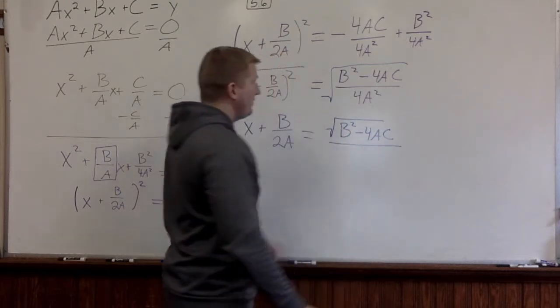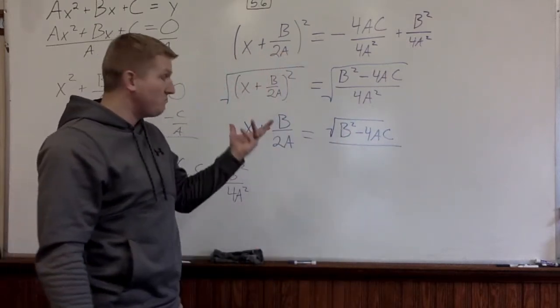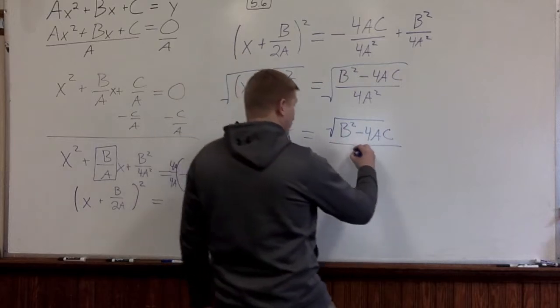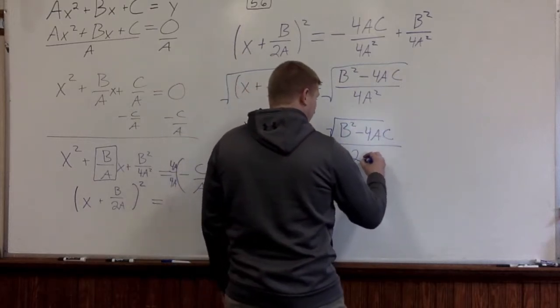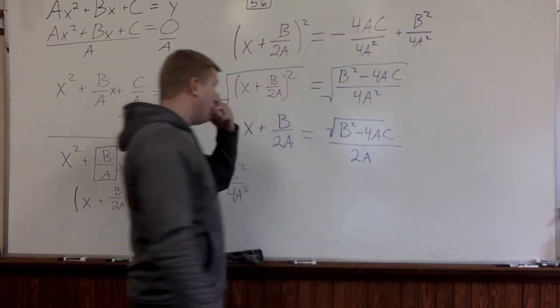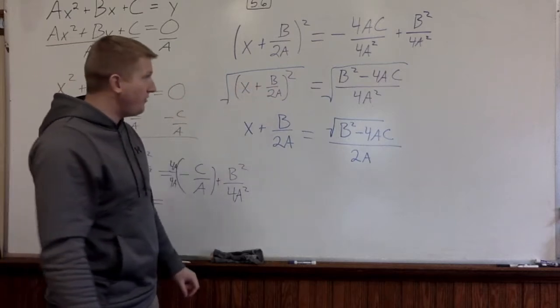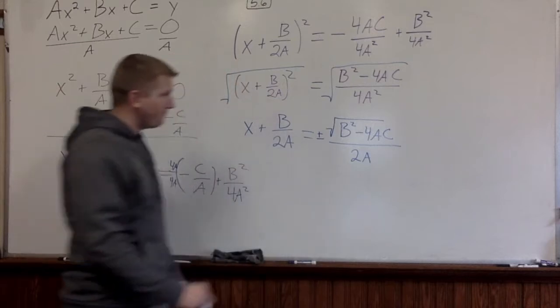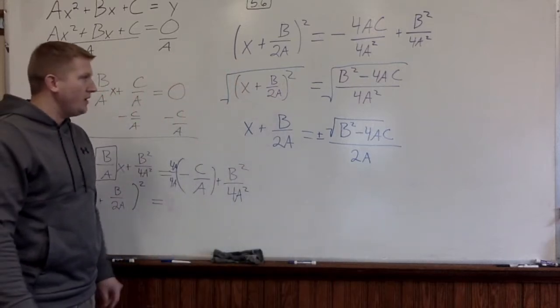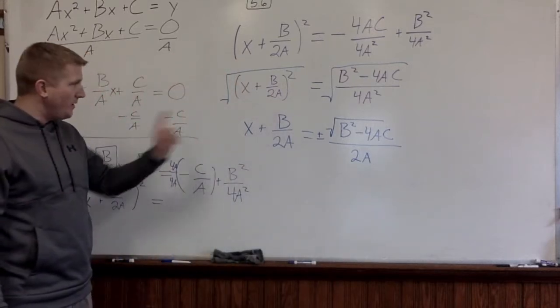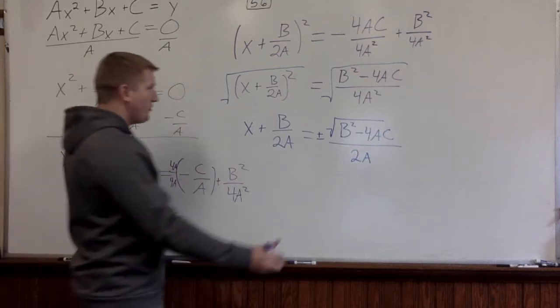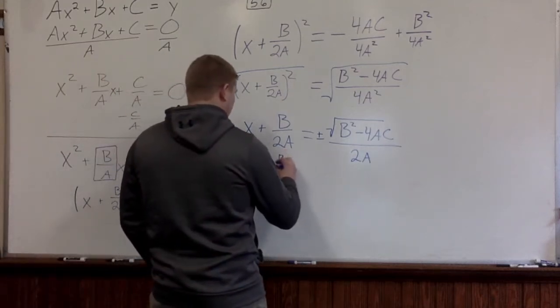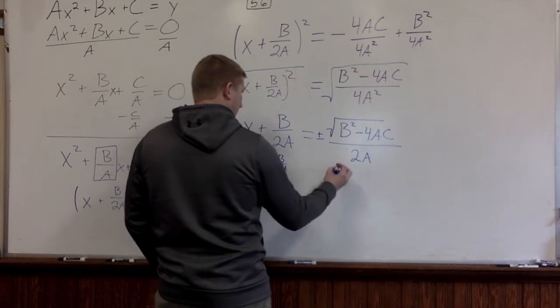On the bottom, the square root of 4a squared, well, that's a perfect square. The square root of 4 is 2. And the square root of a squared is a. But remember, we superimposed this square root, so we have to remember to keep our plus and minus. All right, cool. We're almost there. X is still not by itself, so I'm going to subtract b over 2a from both sides.